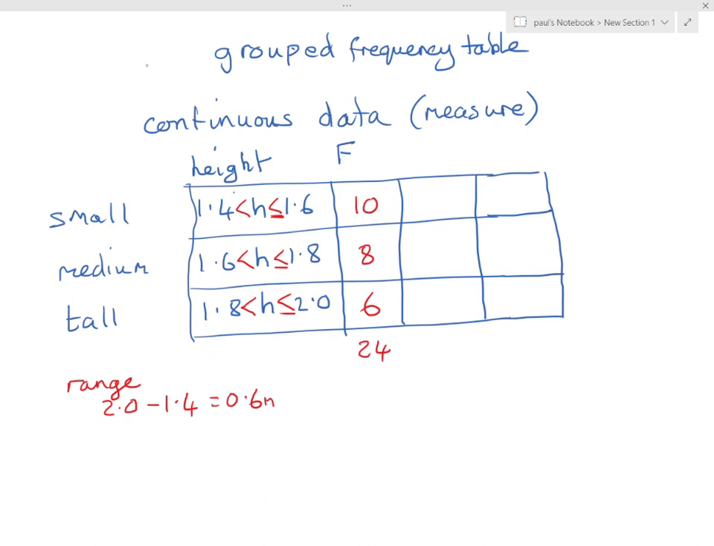Yes, we are. Now, the mode is the most common that we can see, which is 10 people said they were between this. So the mode is going to be 1.4 less than h, less than or equal to 1.6. Not the number 10, but what's written in there. The other one's a median.